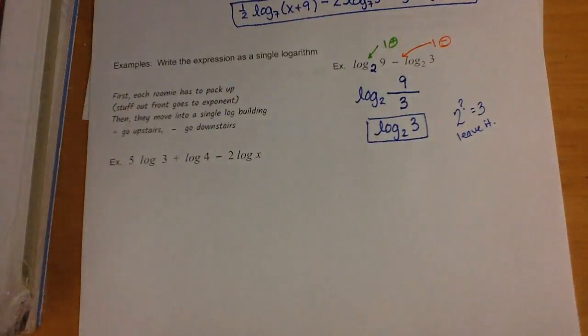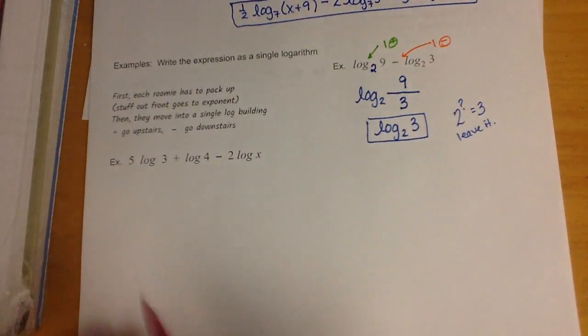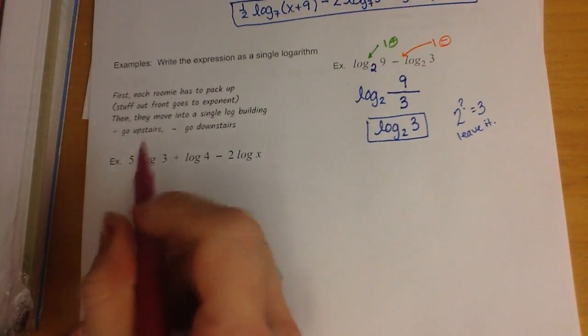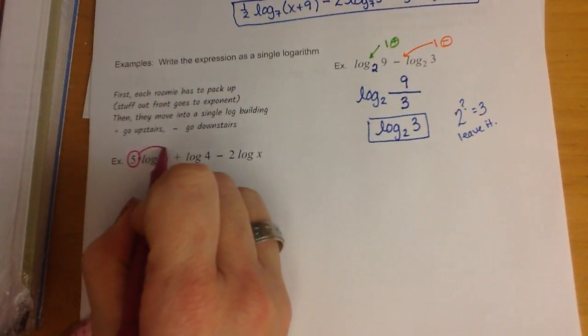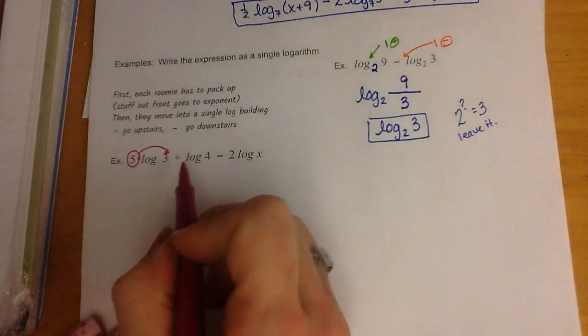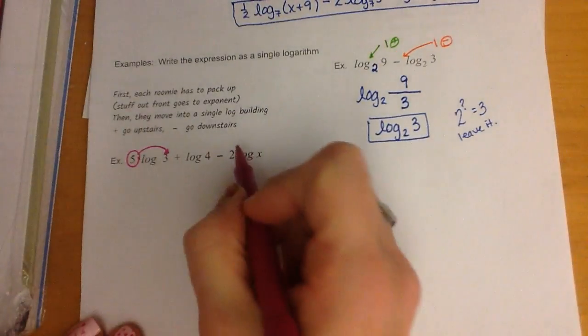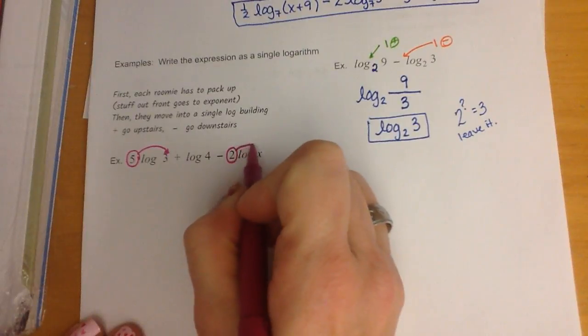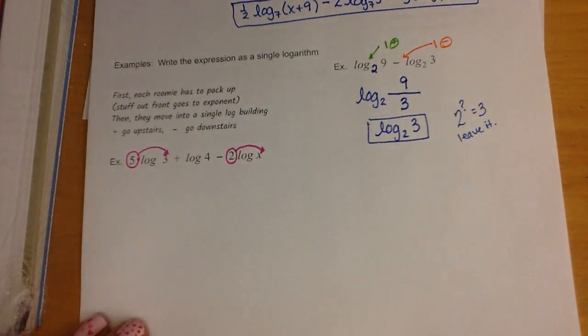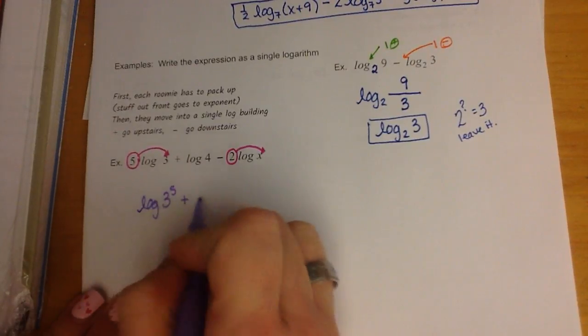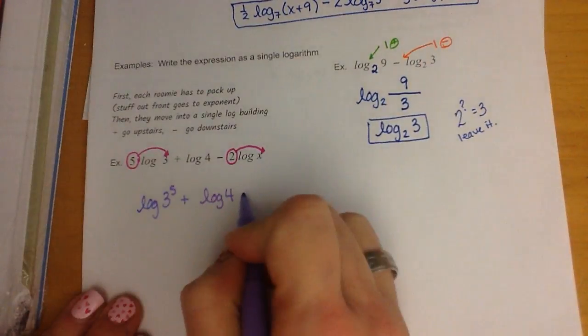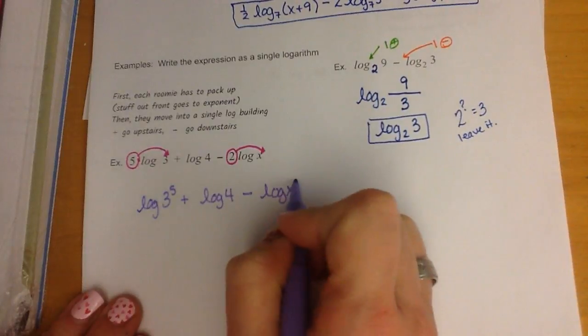Okay, next example. Remember that before we start moving in, we have to pack up. So this coefficient of 5 is going to become an exponent on the 3. This one doesn't have a coefficient, so we move on to the next, and we just take the 2 and make it an exponent to the x. So now we've got log of 3 to the 5th plus log of 4 minus log of x squared.